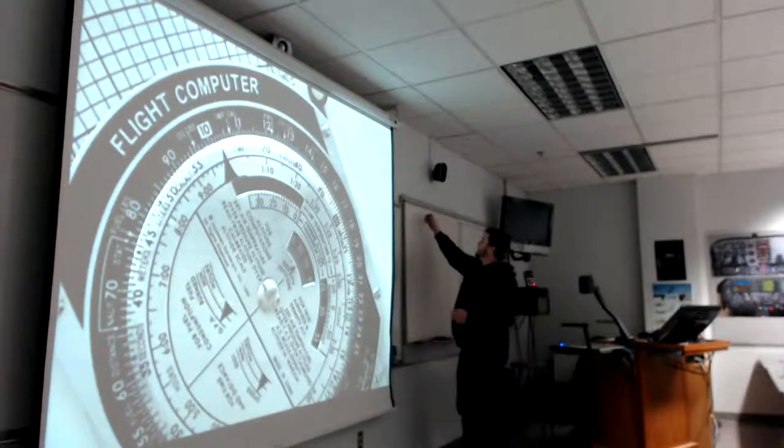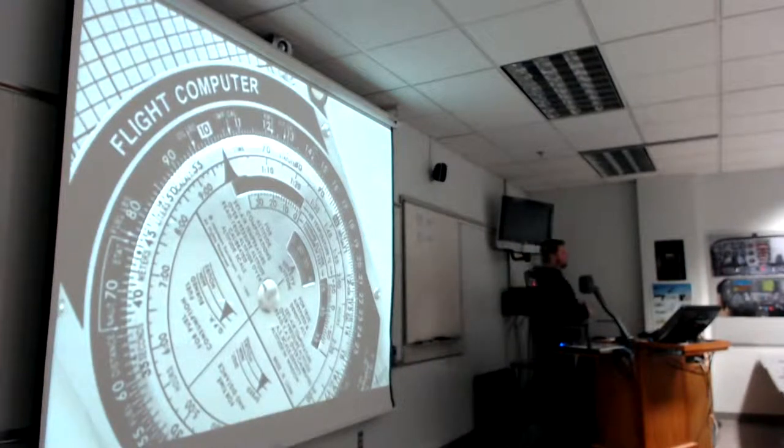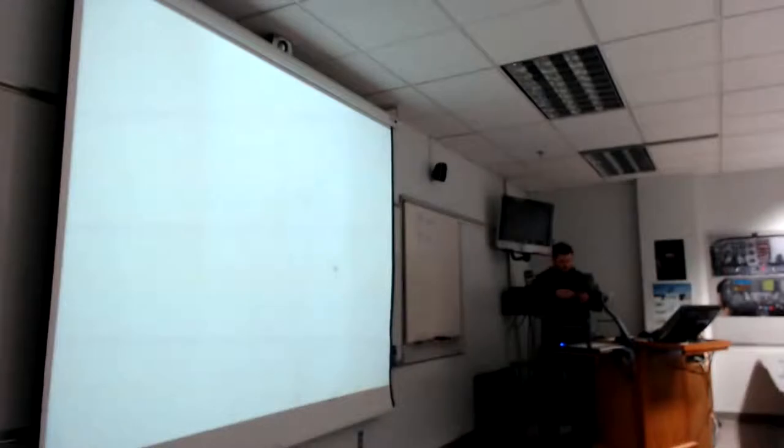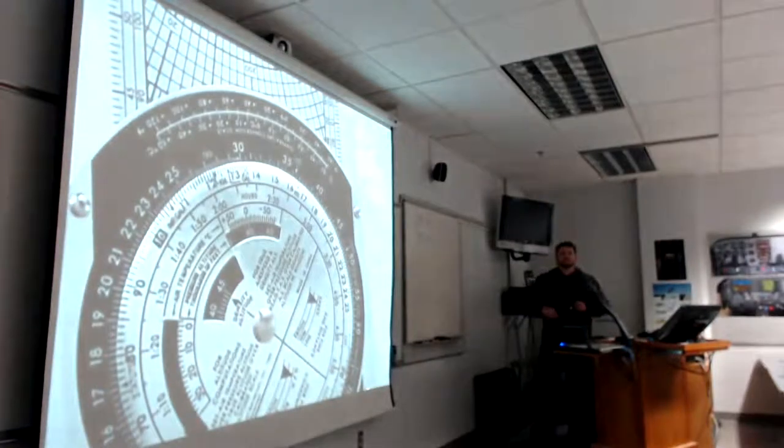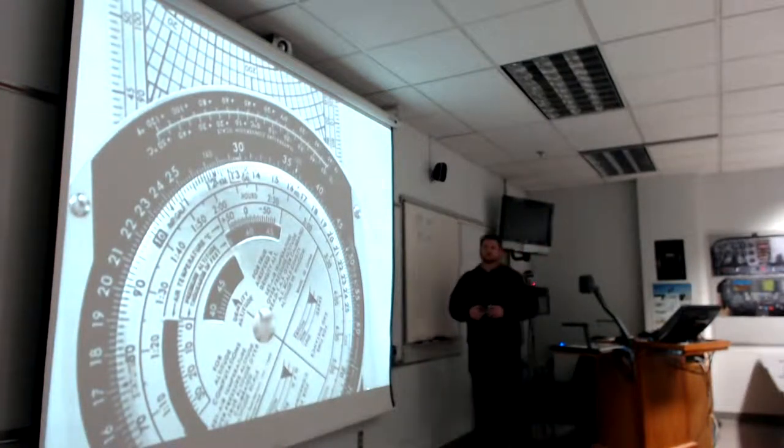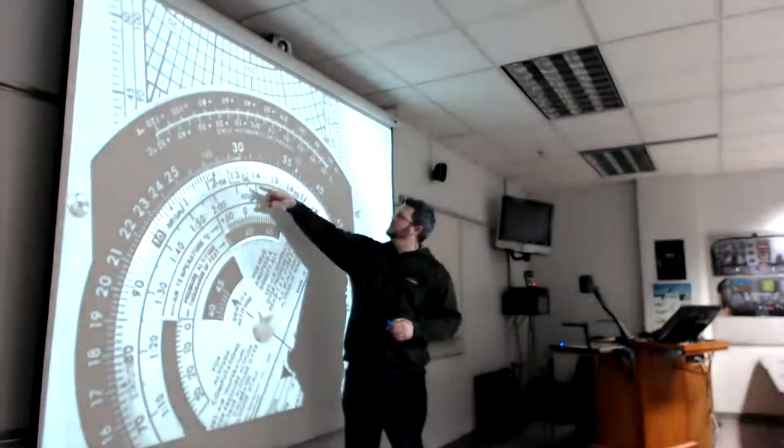So you've got a nice tailwind. You've got 135 knot ground speed. And we said time, so you're going to be flying 32 nautical miles. Because this is a normal leg that you will encounter on a flight around here. Ground speed, so what's the time? What are we trying to figure out? Yeah, 14.2. We're trying to figure out time, right? So the distance. Yeah, 42 minutes.